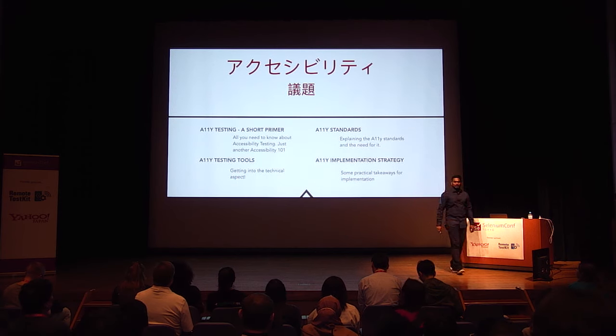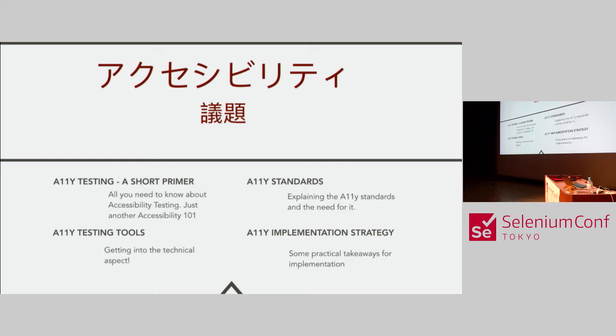So this piece here might be like Greek and Latin, just like me, for everyone out here if you're not Japanese. That's accessibility and agenda written in Japanese. Nothing big, nothing you're losing out. So the agenda looks like this. It's going to be in four quadrants. The first part will be a short primer about accessibility, what it is all about, and what you need to know. Moving on to standards, what are the different standards that are followed for accessibility, and what you should definitely know. Next is A11Y testing tools, getting into the technical aspect, with some code samples and demo. And then A11Y implementation strategy with some practical takeaways for the implementation.